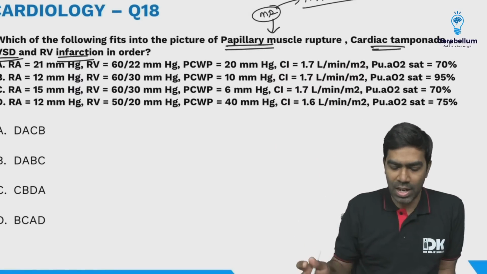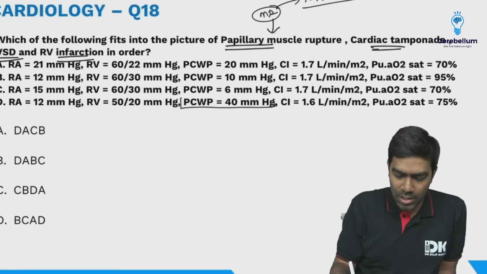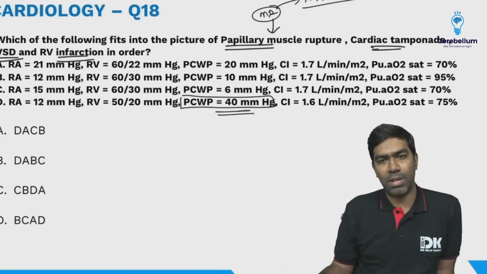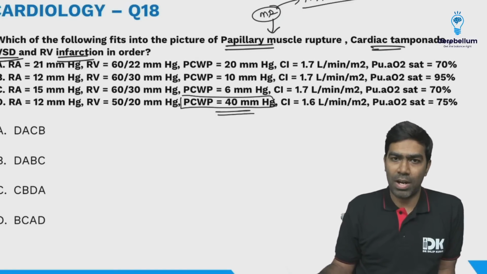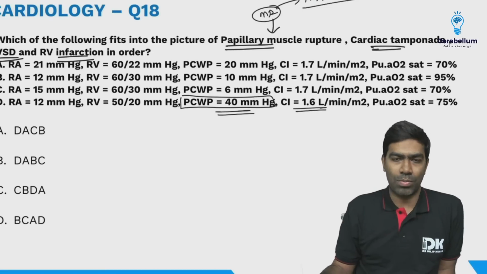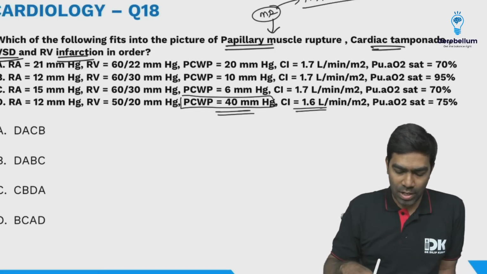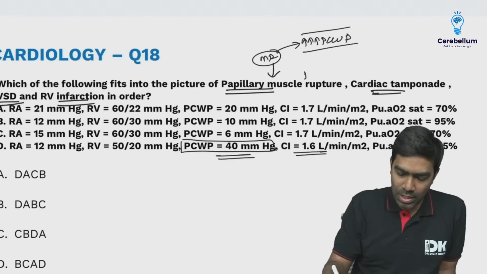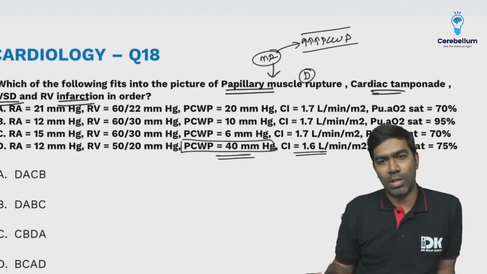So which has a very high pulmonary capillary wedge pressure? You can see option D has a very high pulmonary capillary wedge pressure, and because of MR, the patient will be in shock. That's why the cardiac index is also very, very low. Okay, so that's why option D. This is option D, papillary muscle rupture. What about cardiac tamponade?